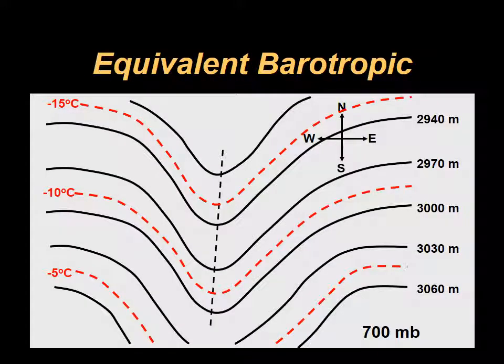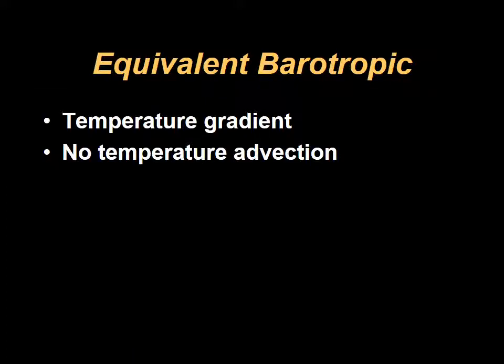This is a weather map at 700 millibars. You've got the black lines which represent contours. And notice on this chart, you do have a temperature gradient now. In a purely barotropic atmosphere, there are no temperature lines. Now there are temperature lines in an equivalent barotropic atmosphere. But notice that the temperature lines are parallel to the contours, which means that there is no temperature advection. So in an equivalent barotropic atmosphere, which is a type of baroclinic atmosphere, you have a temperature gradient, but there's no temperature advection.